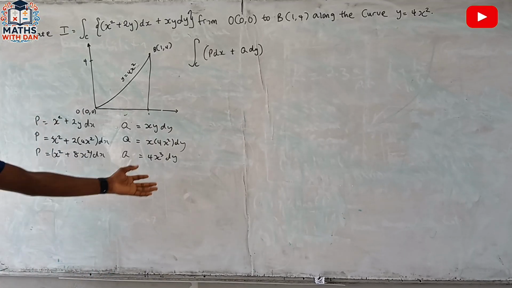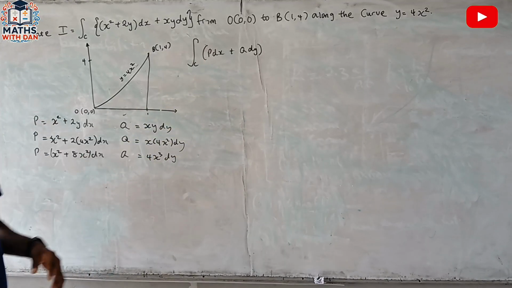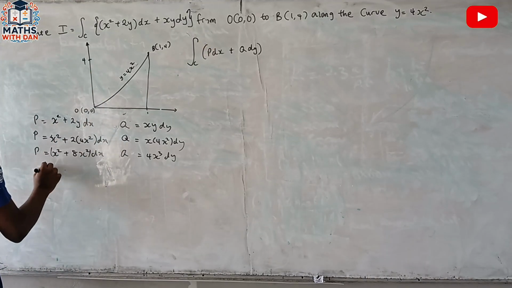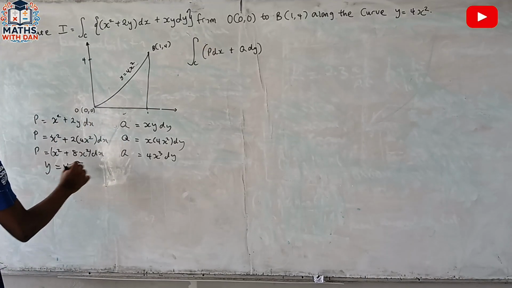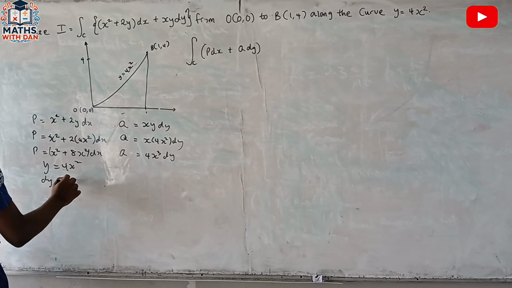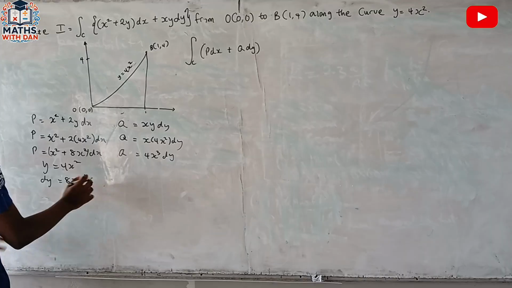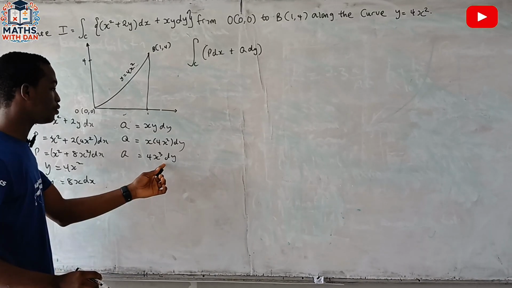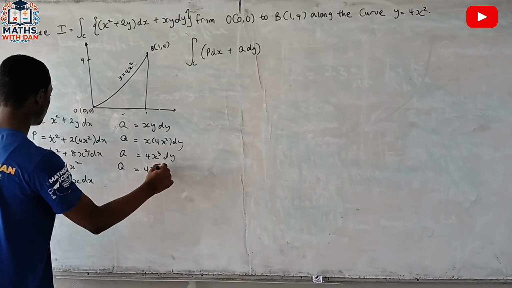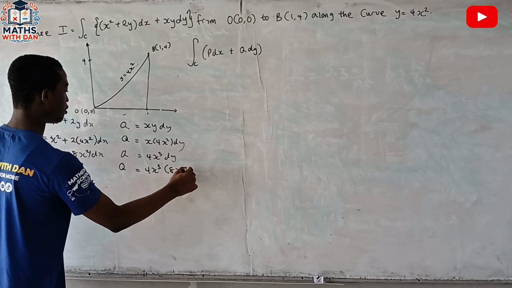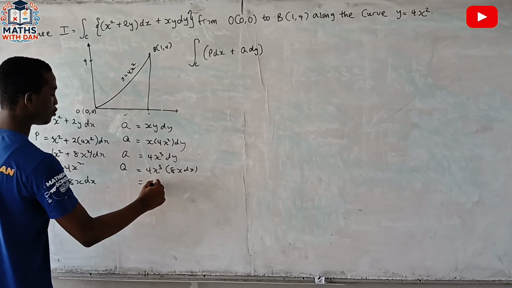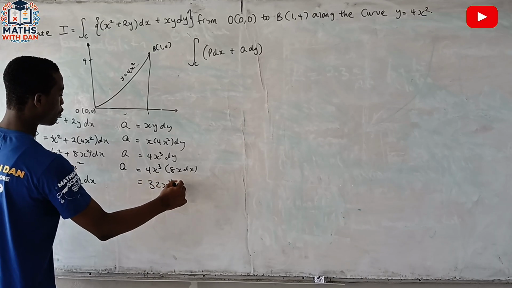But yet we are still seeing the value for y. So we have to take the differential for the curve. We have y equals 4x squared. The dy will now be equal to, if you differentiate this, 8x dx. So you substitute this dy into this equation, you have Q equals 4x cubed times 8x dx. 4 times 8 will give you what? 32x raised to the power of 4 dx.